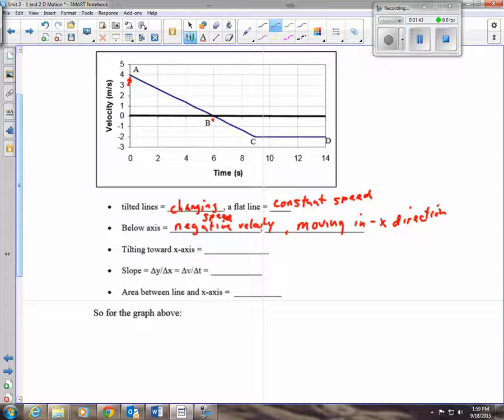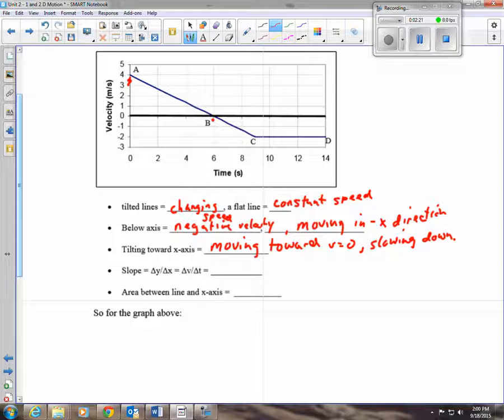If it's tilting toward the x-axis, like A to B, speed is going from 4 down to 0. So if it's tilting toward the x-axis, moving toward 0, that's going to mean it's slowing down. And if it's tilting away from the axis, say from B to C, it's going from a velocity of 0 at rest to a velocity of -2. -2 means 2 in the negative direction. So its speed's going from 0 to 2, so it's actually speeding up.